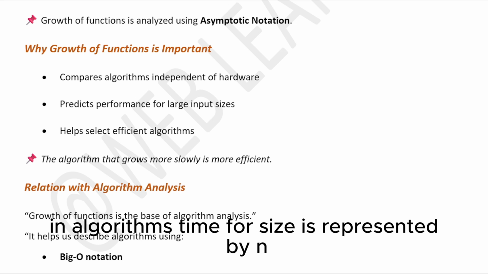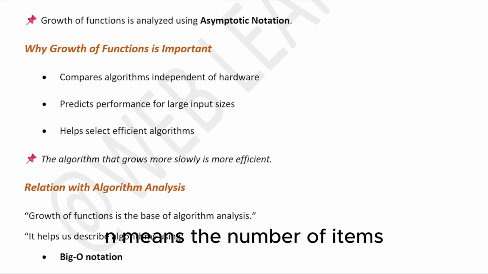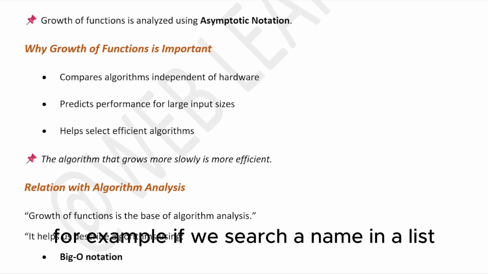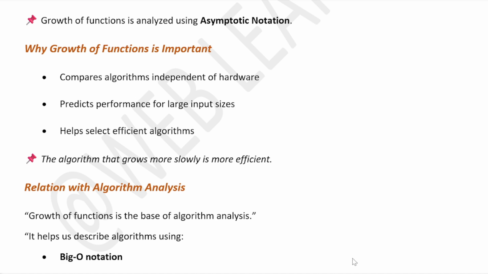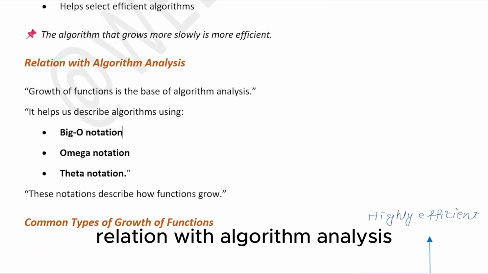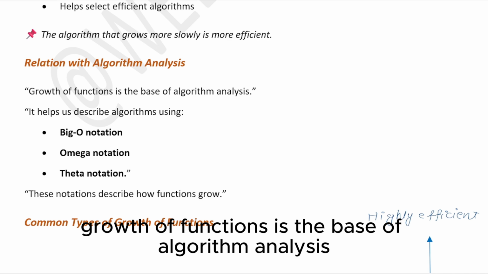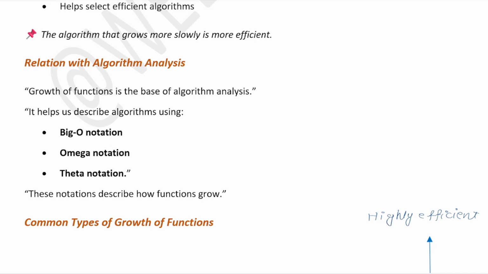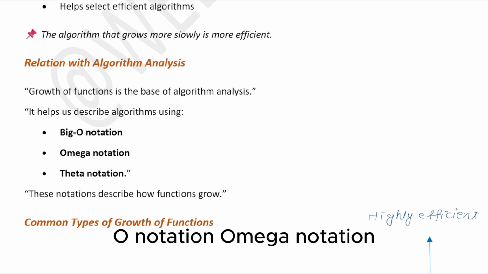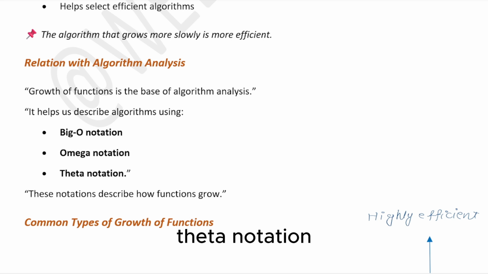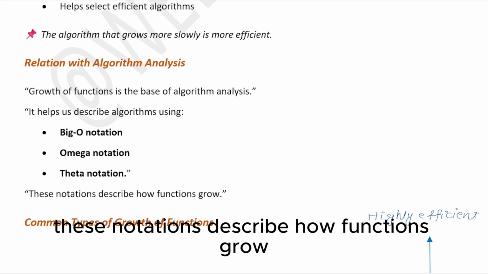In algorithms, the input size is represented by n. n means the number of items. For example, if we search a name in a list, n is the number of names in the list. Relation with algorithm analysis: growth of functions is the base of algorithm analysis. It helps us to describe the algorithms using big O notation, omega notation, theta notation. These notations describe how functions grow.